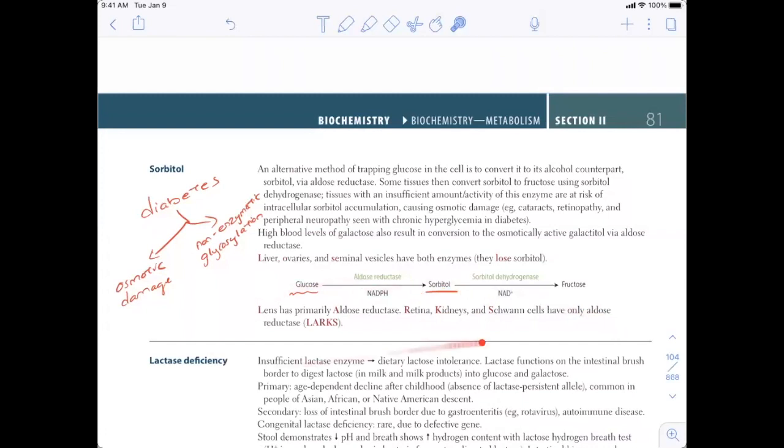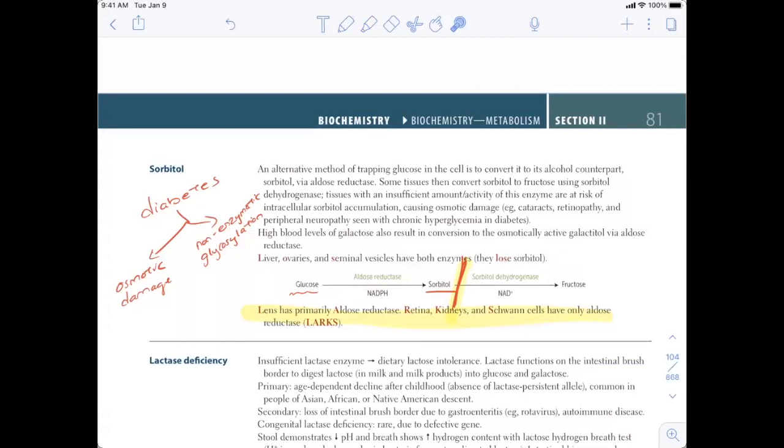But the moral of the story is that for all of this, your lens, your retina, your kidneys, your Schwann cells, the buck stops here with them, period. That's the moral of the story. All of these listed here, this is where it ends for them. It ends in sorbitol. So which means that in these people, if they develop hyperglycemia, diabetes, then all that excess glucose can get changed to sorbitol and you're stuck there.